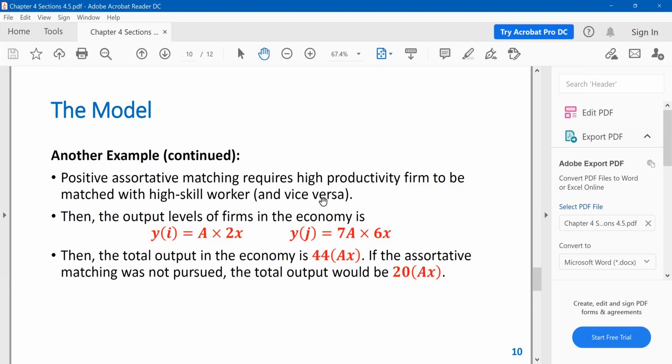So if these firms are profit maximizing, and the cost structure would be the same, then they would maximize their profits when they maximize their outputs. So then they would exercise positive assortative matching.